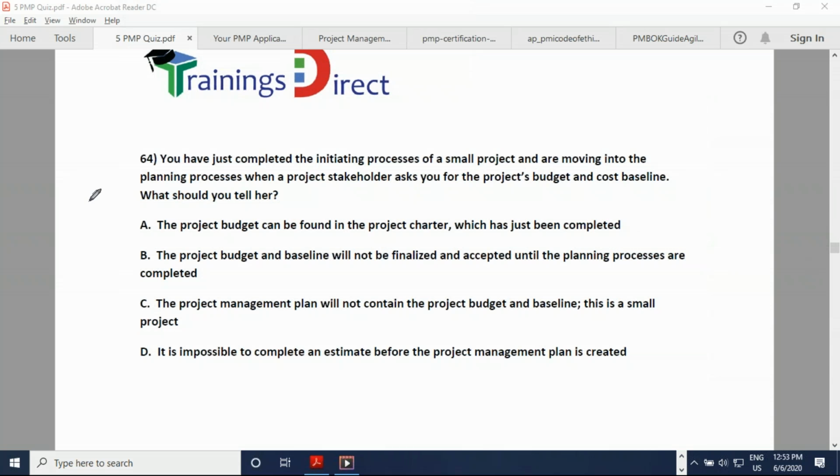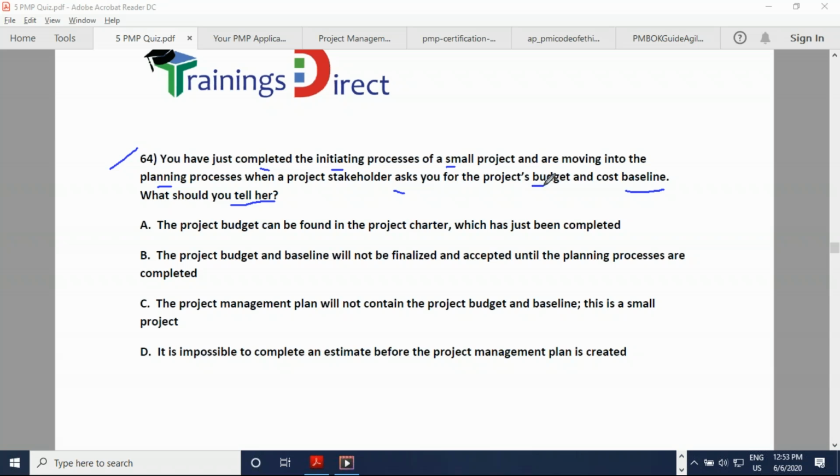Try the next one, 64. You have just completed the initiating process of a small project and are moving into the planning process, when a project stakeholder asks you for the project's budget and cost baseline. What should you tell her?